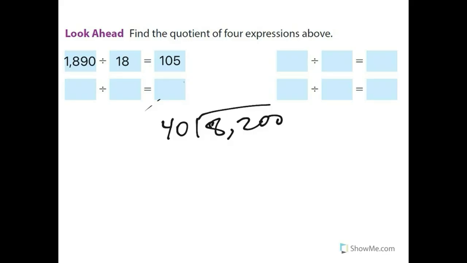Well, I can put it in there 200 times, because 2 times 4 is 8 with 2 zeros. Right, because 2 times 40 is 80 with 2 zeros. Alright, so I've got 200.